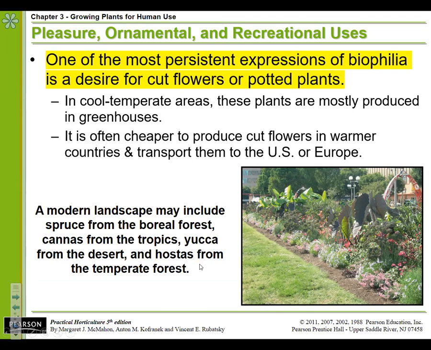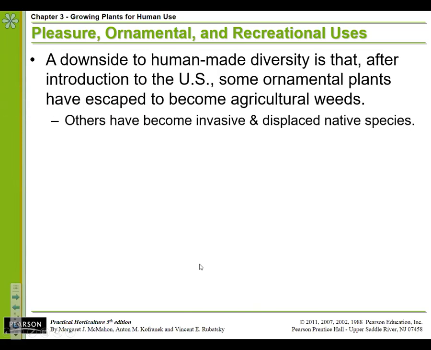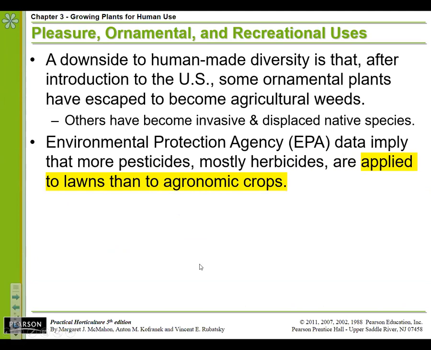All righty. So another big thing for our biophilia is our use of ornamental plants in landscaping, which is a very big industry, right? And we tend to use plants from all around the world in that type of landscaping, which in some cases creates a downside of this human-made diversity: we've incidentally introduced a lot of ornamental plants that have escaped and become weeds, invasive plants displacing our native species, becoming a big problem.